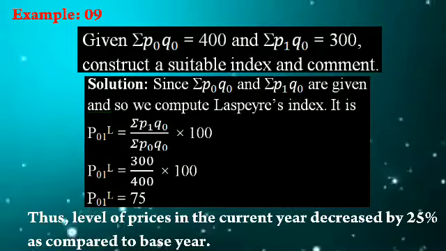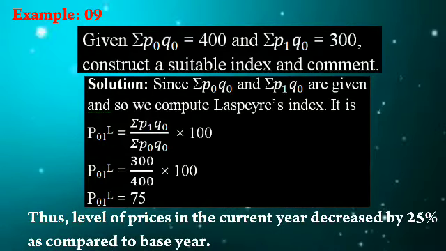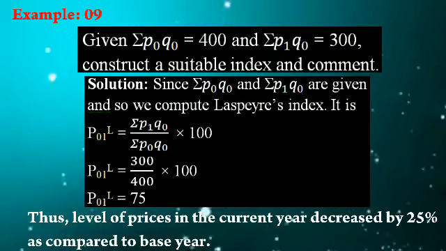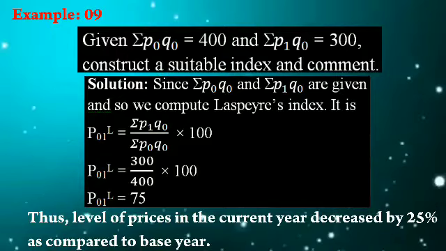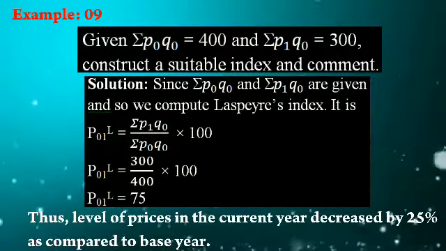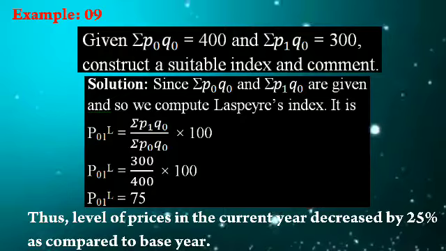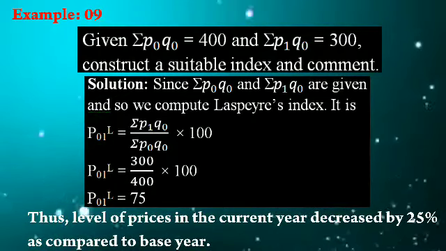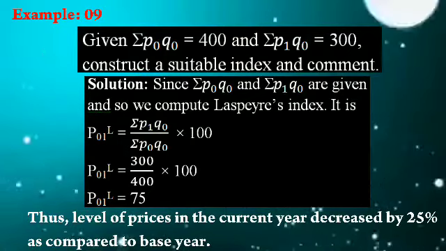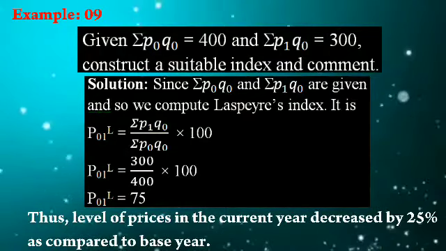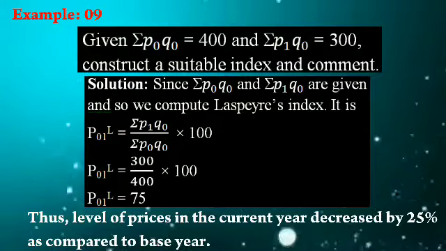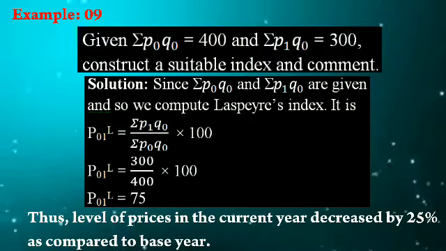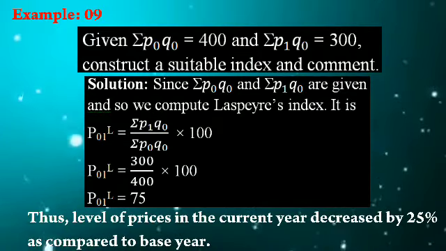So here your main intention is to find the changes in the price level of the commodities, which will be expressed in percentage, because of which 100 will be considered as the index for the base year. Here, since the index number is 75, the conclusion is that the prices in the current year decreased by 25% as compared to the base year. I repeat, the level of prices in the current year decreased by 25% as compared to the base year.